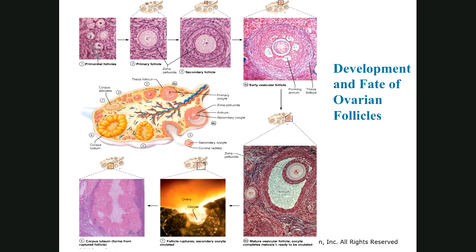So this is like an early vesicular follicle or pre-antral follicle, all right? And they form this thick layer around the follicle. So this is an antrum. Now we have a mature vesicular follicle. The oocyte completes meiosis one, ready to be ovulated. So now we have the oocyte that is stopped, and we have here the zona pellucida, if you remember. So we have now the oocyte stopped at prophase one, right?